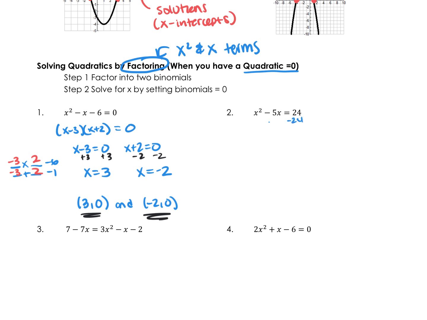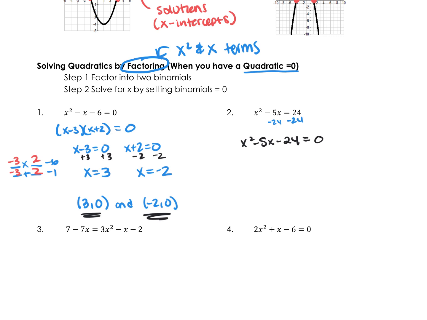Subtract. So I will just have x squared minus 5x minus 24. And then I'll have a 0 over here. Don't lose your 0. Don't forget your 0. It still needs to be on the other side. That's going to remind you what to do in a little bit. Once it's equal to 0, you're going to factor and then set both factors equal to 0.